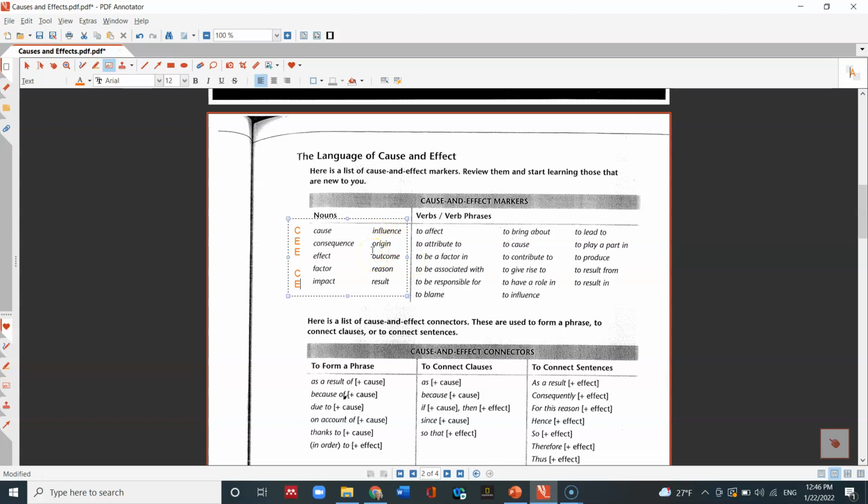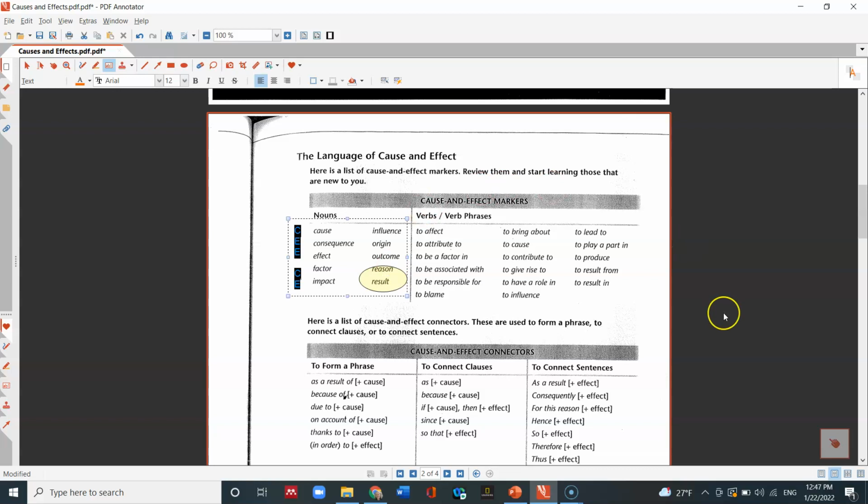Origin is a cause because it's where something came from. Outcome is an effect. And reason and result are kind of what I would consider the two biggest, most important points. Okay, reason and result. Those are the two that you really want to make sure that you understand because they show the difference between a cause and effect. Okay, always the reason is the cause and the result is the effect. So the reason is also what happens first. The cause happens first and the effect happens later.